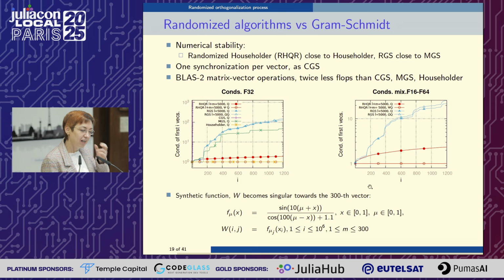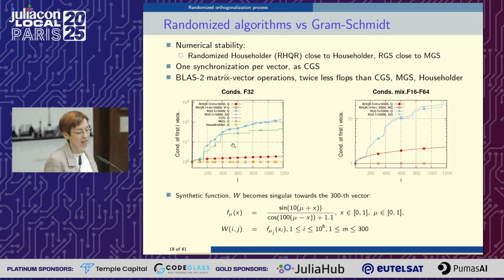And in terms of experimental results, I will show you a bit what we obtain for a synthetic function that is taken such that we obtain this matrix W such that when we get towards this 150 vector, the matrix becomes really badly conditioned and even singular. So it's a difficult test case. And I show two different results. One is using single precision FP32, and the second one mixing precisions 16-bit and 64-bit.